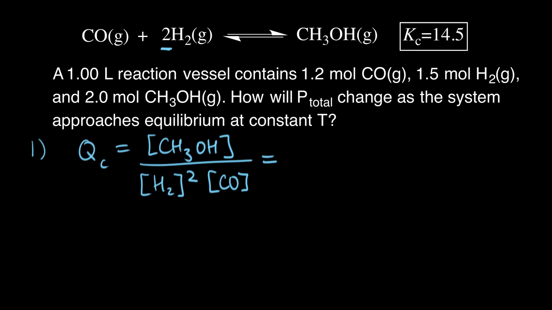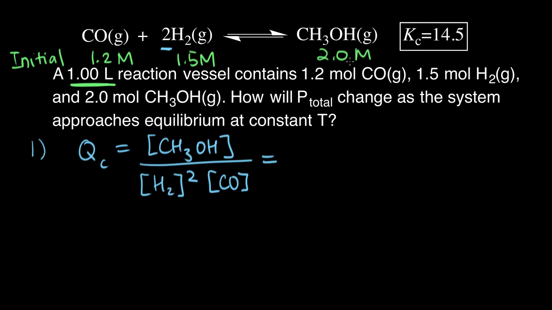And we can calculate the concentrations using the volume of the vessel, which is 1 liter, and the mole quantities. We know that concentration is just moles divided by volume. Since we're dividing everything by 1, the initial concentrations will be the same as the number of moles. So if we write that out, for carbon monoxide, the initial concentration is 1.2 molar. For hydrogen, it's 1.5 molar. And for methanol, it is 2.0 molar.